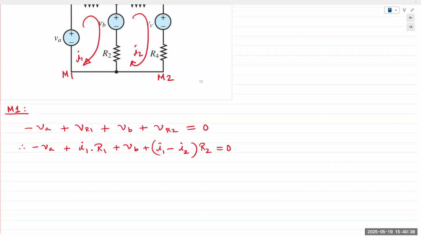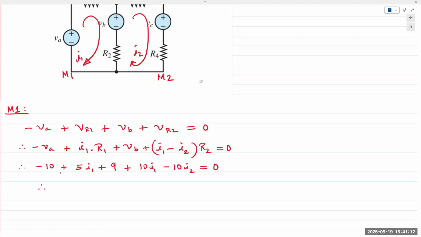My values are VA is -10 plus R1 is 5 times I1 plus VB is 9 and see I1 and R2. R2 is 10 ohms. So 10 times I1 minus 10 times I2 is equal to 0.